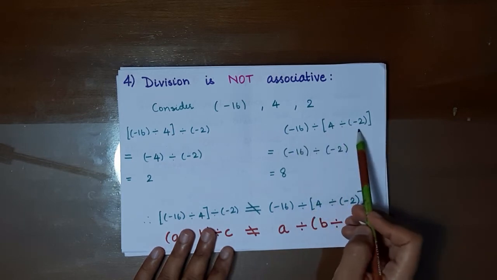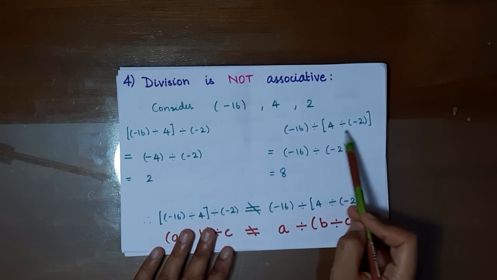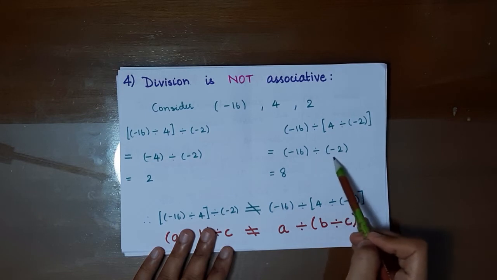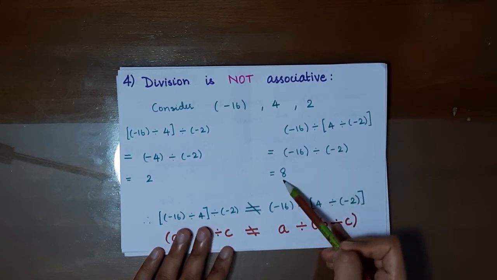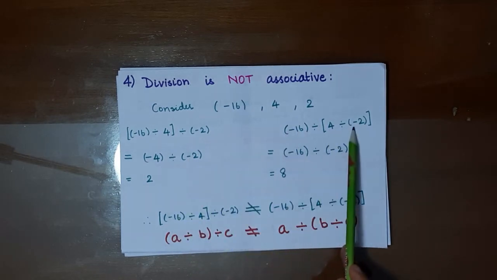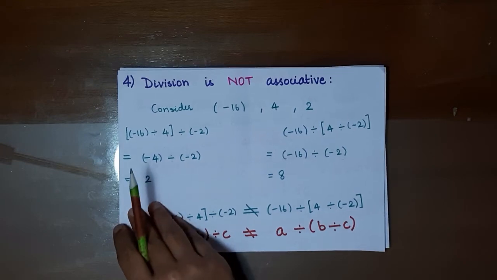Then group the last two terms. Minus 16 divided by the quantity 4 divided by minus 2. 4 divided by minus 2 is minus 2. Minus 16 divided by minus 2 is 8. Hence, in general, this is not equal to this. A divided by B divided by C, grouped differently, is not equal. Grouping the first two terms and grouping the last two terms, both are not equal. Division is not associative.